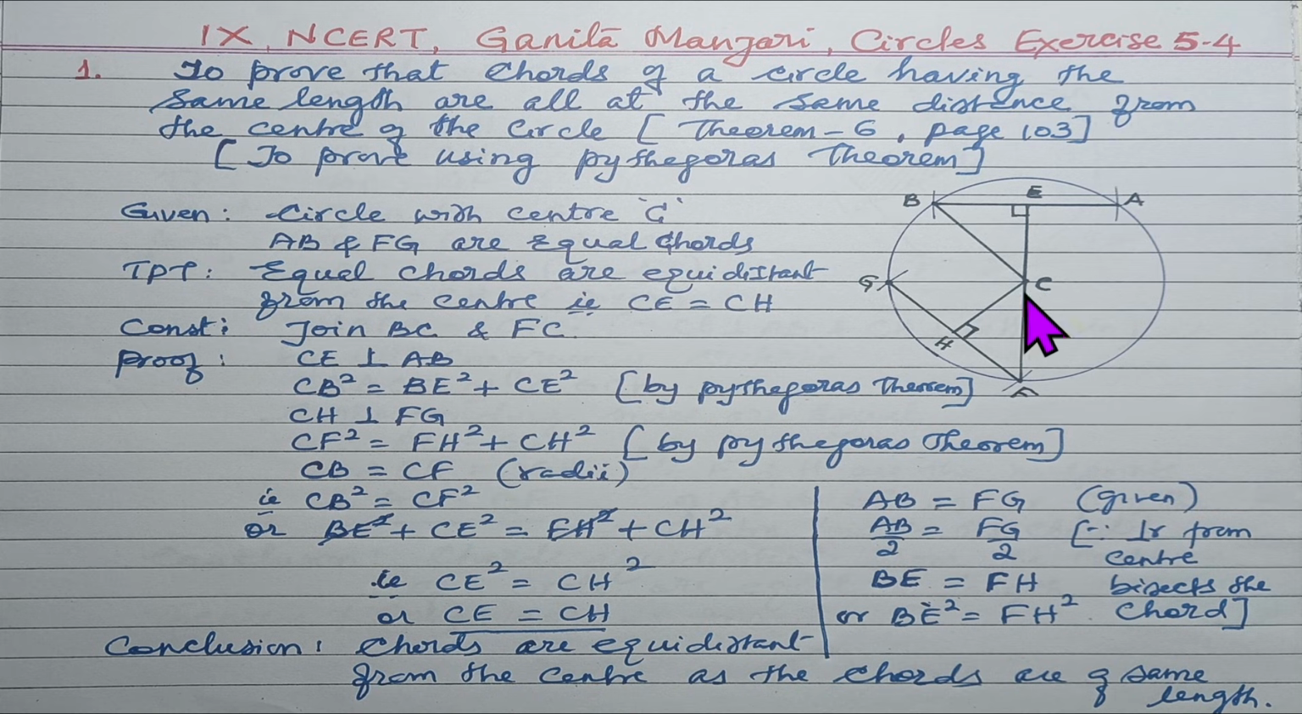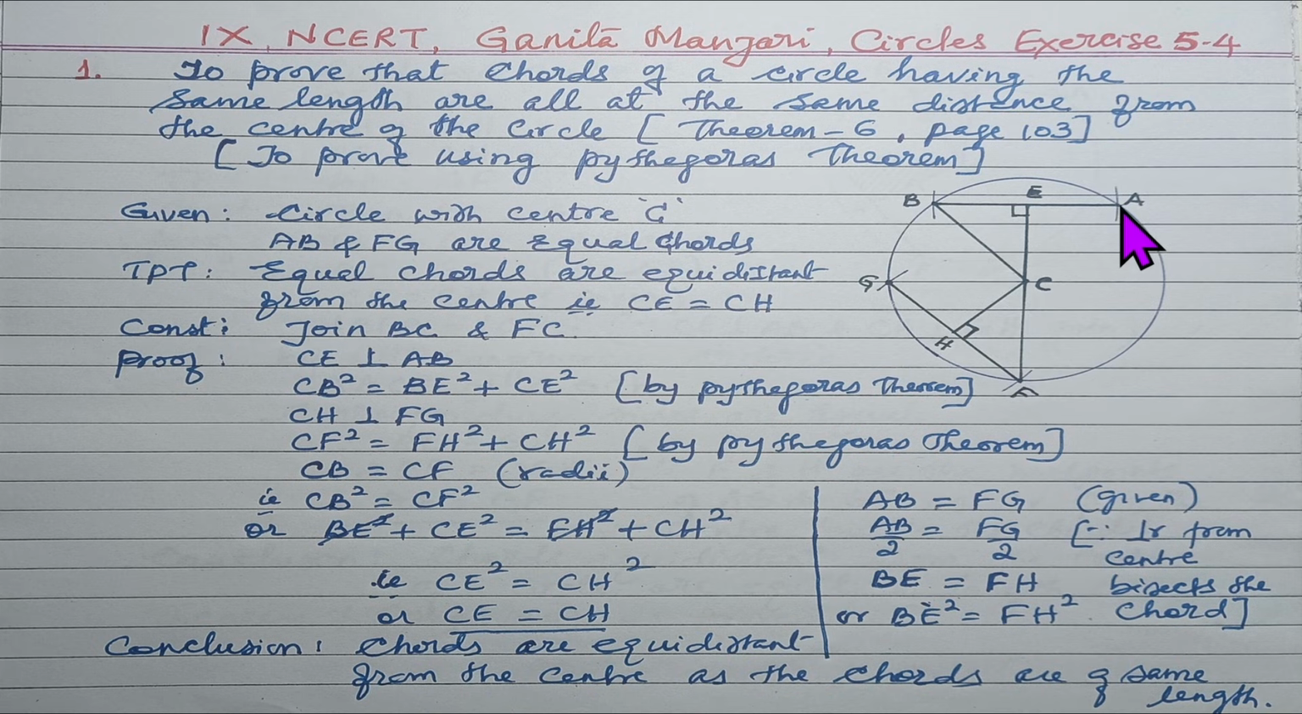Now we are given a circle with center C. AB and FG are equal chords, and we have to prove that equal chords are equidistant from the center. That means the chord AB is at distance CE and chord GF is at distance CH from the center, and we have to prove that CE is equal to CH. Now for that, let us join BC and CF.